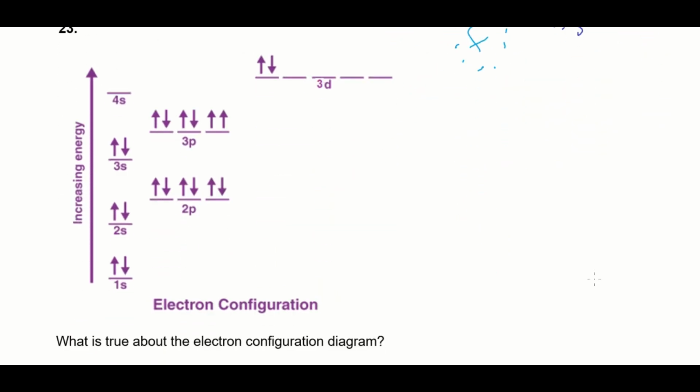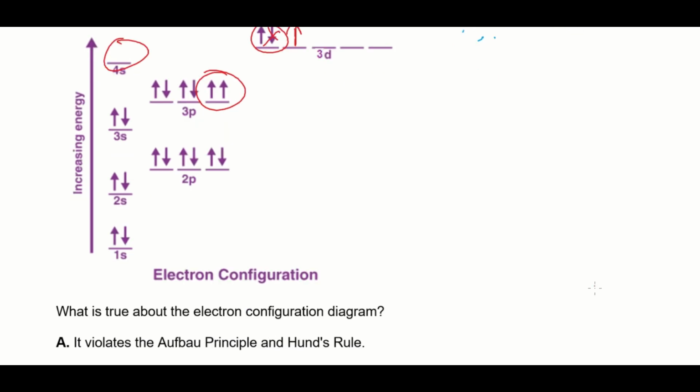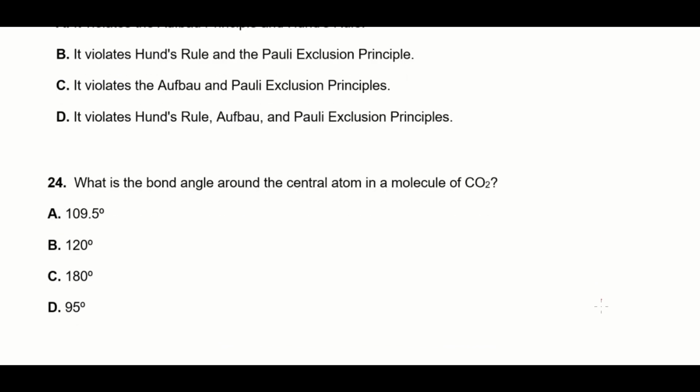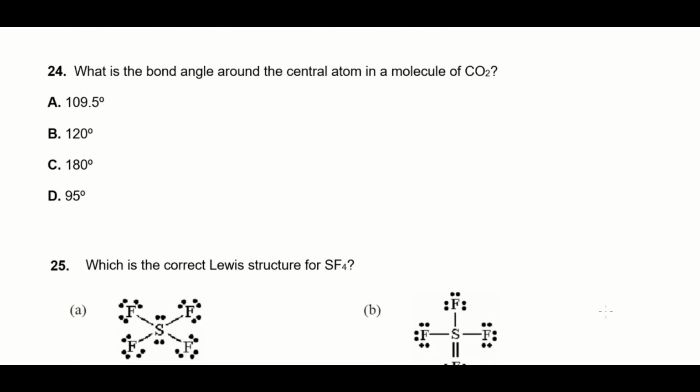All right, what is wrong with this? Even if you didn't know the names of your rules, they're all violated. So you could get this right without even knowing the names. That needs to go there. This electron, that's a violation of Hund's rule. There's nothing there. That was skipped. That's a violation of Aufbau's rule. That thing is violating Pauli's rule. So all the rules are broken. Answer is D.